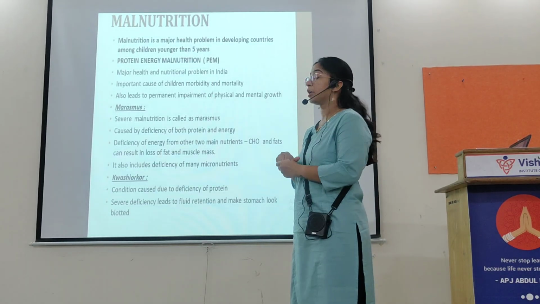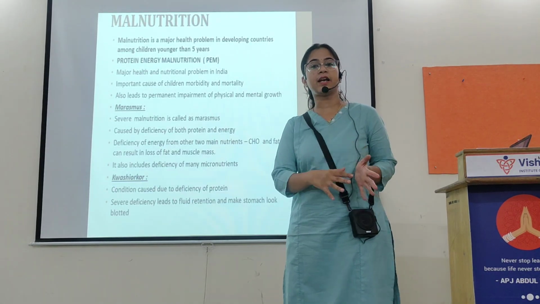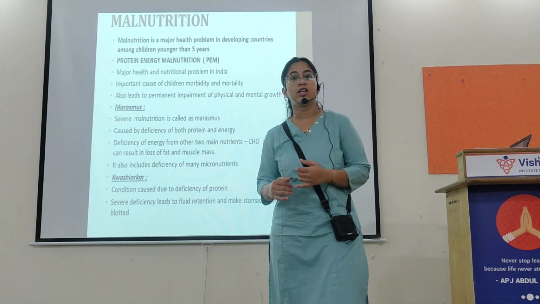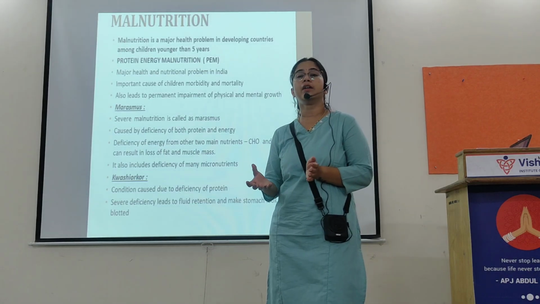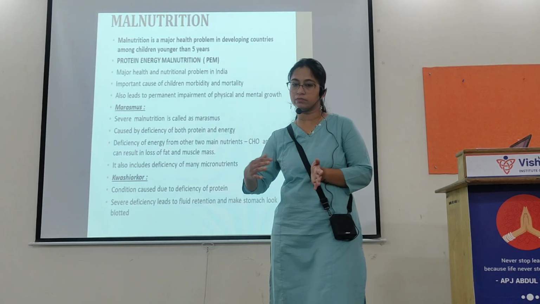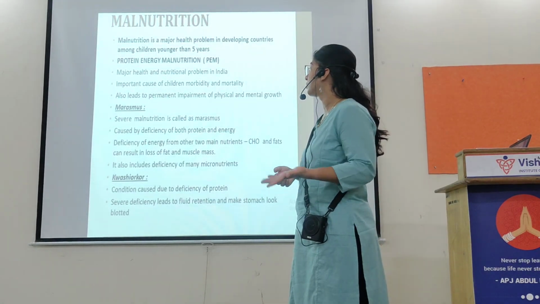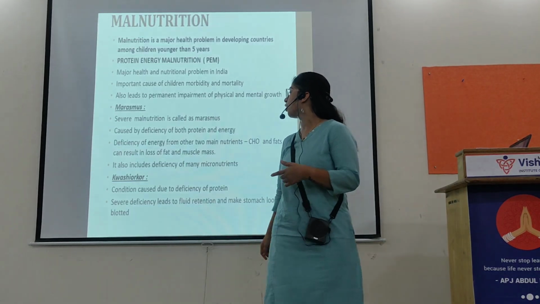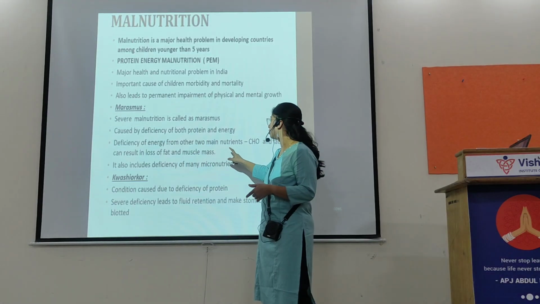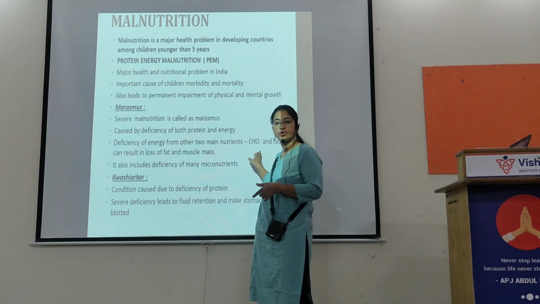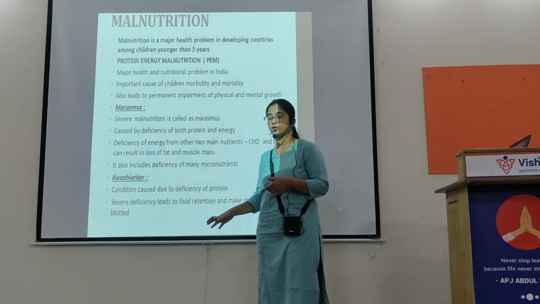It also leads to permanent impairment of physical and mental growth. If the child's diet doesn't have enough protein, the child may suffer physical derangement, and mental development is also very low or slow in progress. Marasmus, that is severe malnutrition, is caused by the deficiency of protein and energy both. There is a deficiency of energy from the other two main nutrients, carbohydrate and fat, and protein deficiency is also there.